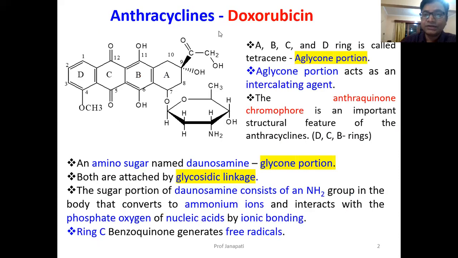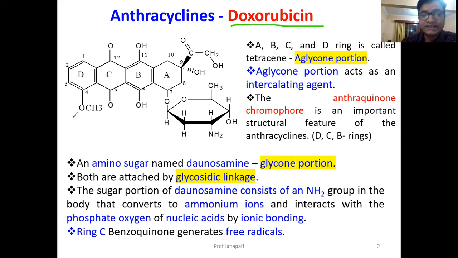So now, the important drug is doxorubicin. As we discussed in the previous slide, doxorubicin is a very important drug. Now, this is a glycoside. Actually, these are from microorganisms, Streptomyces species. Very good antibiotics. Now, these are glycosides.